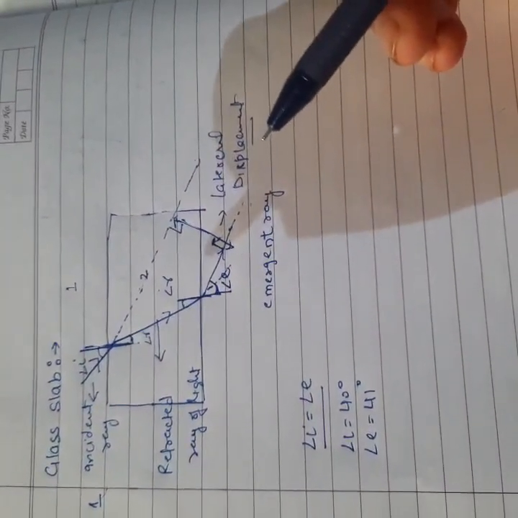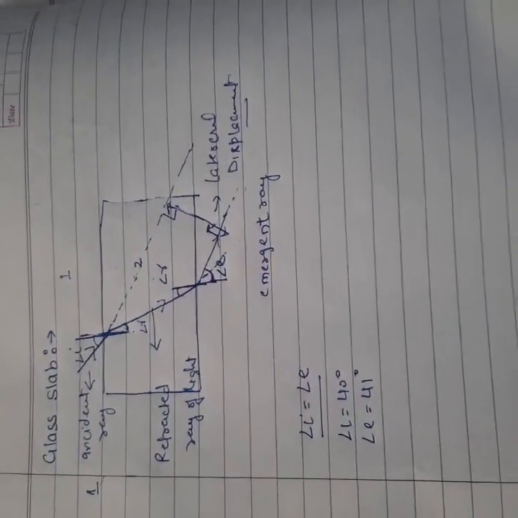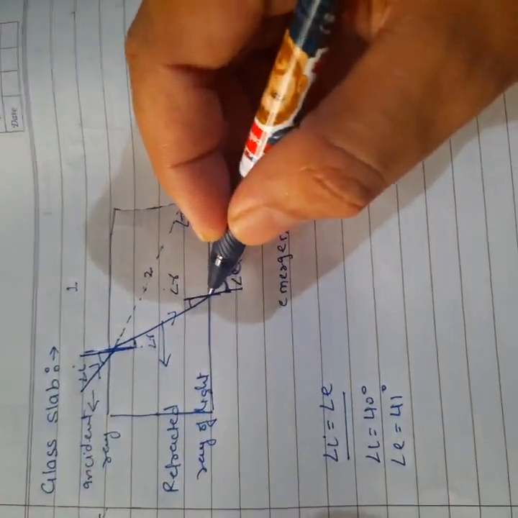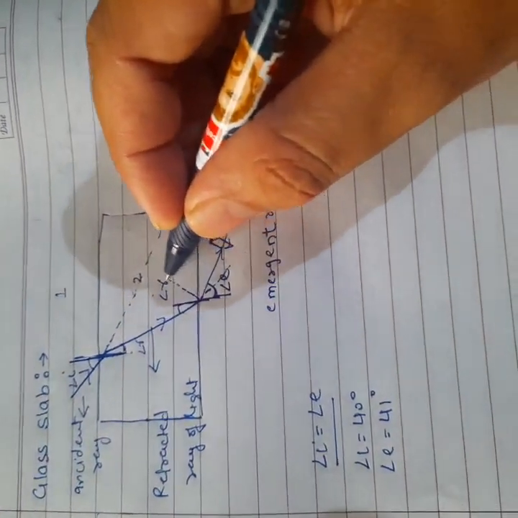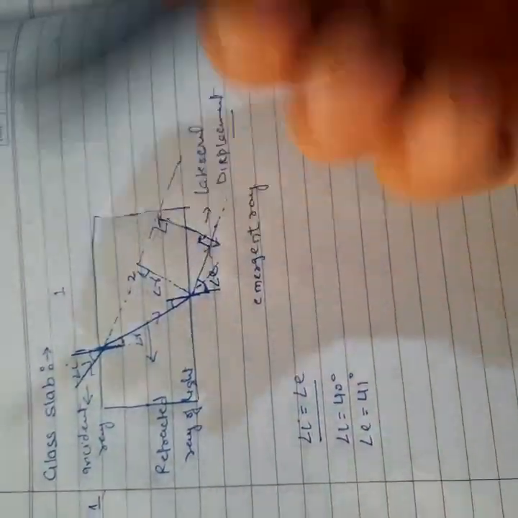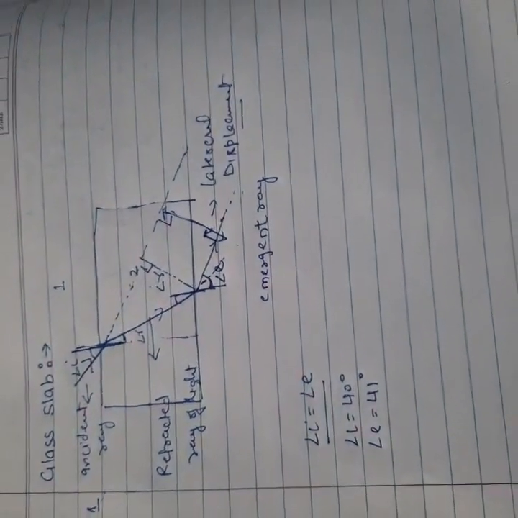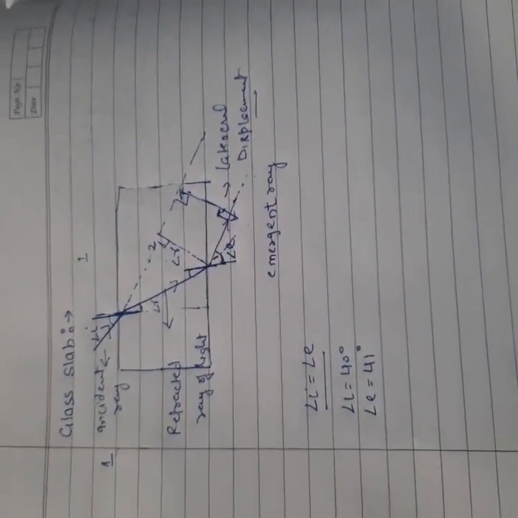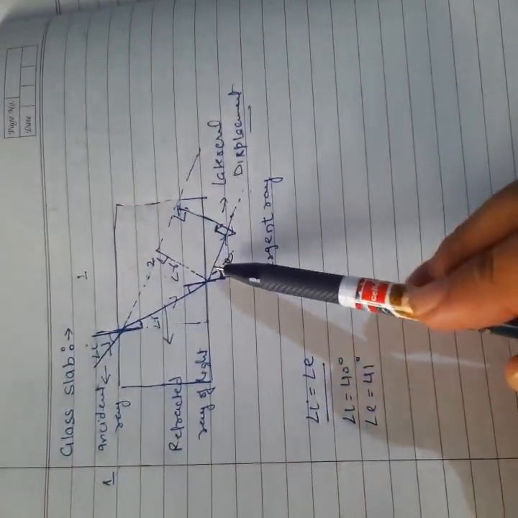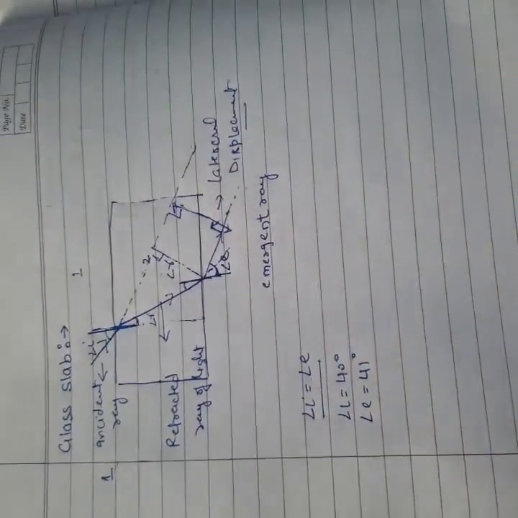Derivation is not in your syllabus, so I will not tell you the derivation of it, but the derivation is very simple and we can understand it. I'm drawing the perpendicular here, and you students can also draw the perpendicular in the same way. Clear? This is the thickness of the glass slab. Keep one thing in mind: the incident ray and the emergent ray both will be parallel to each other.